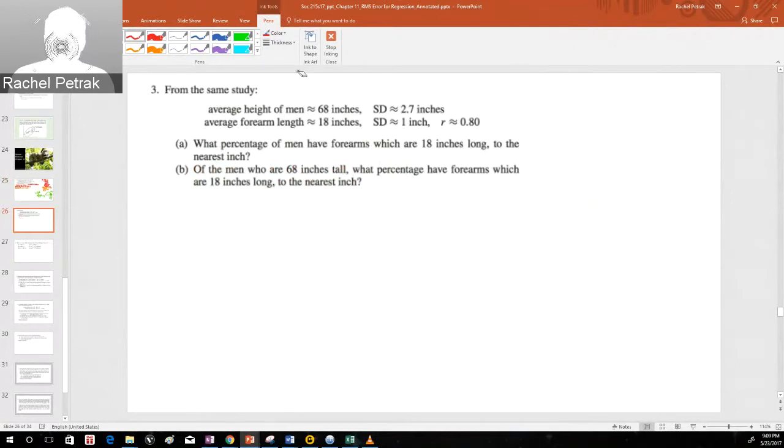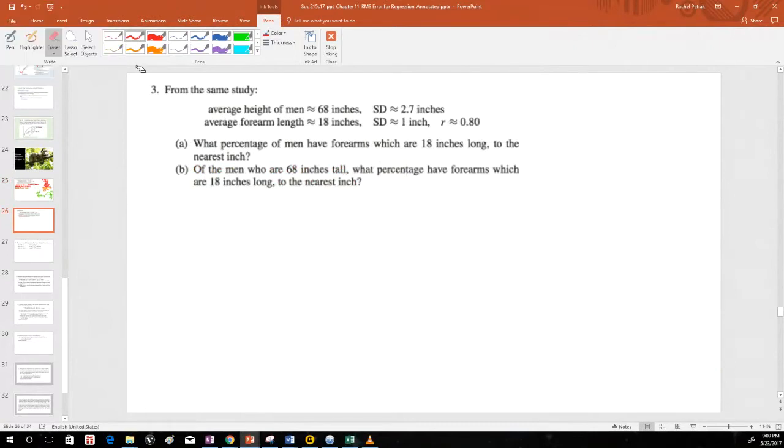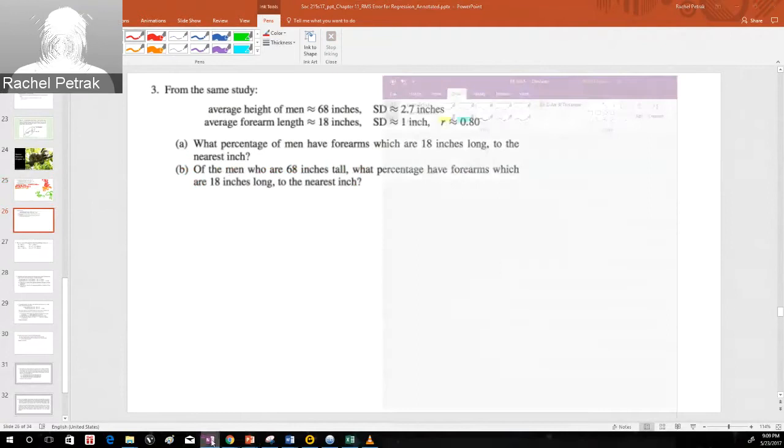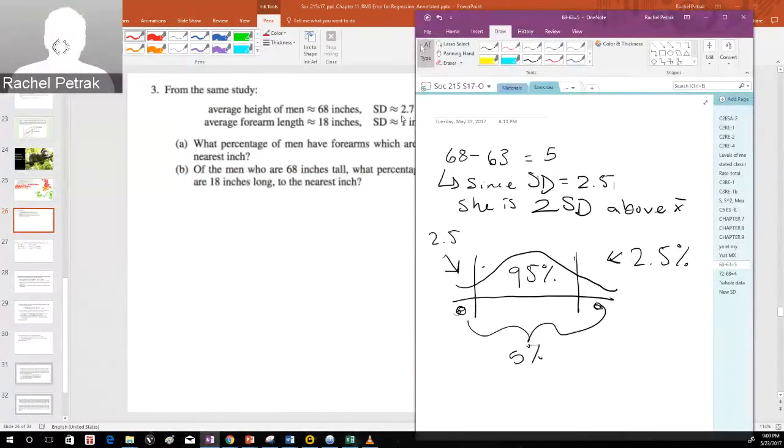We'll get the, we actually solved that somewhere else. So remember in the previous time we did this problem, or this similar setup, we converted our score of interest to, we got its standard deviations above the mean. In this case, it's going to be 0.